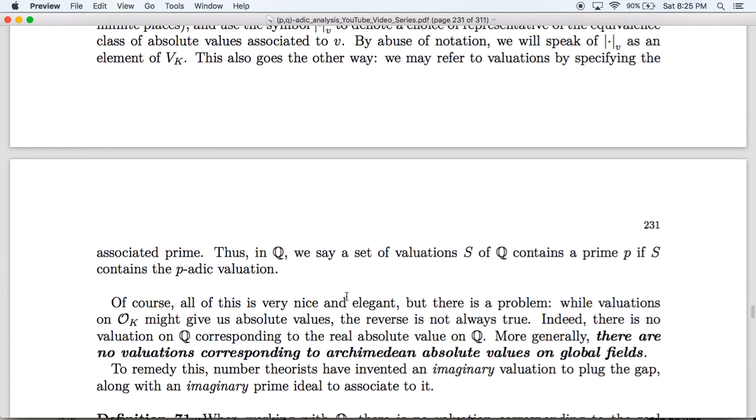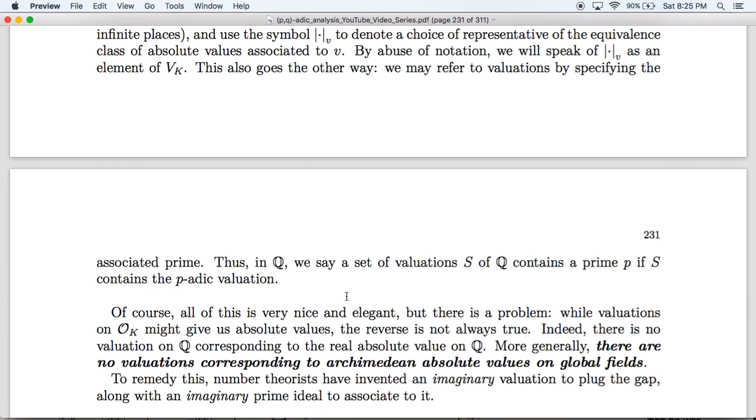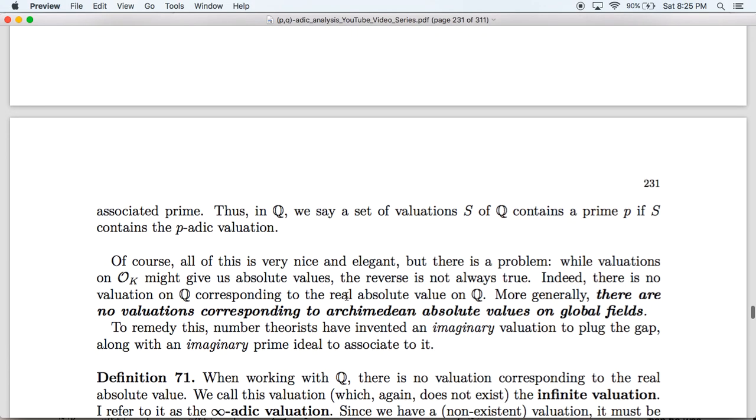So, to remedy this, number theorists appeal to pure fantasy. We are going to magically declare an imaginary valuation to exist. It's going to be our imaginary friend; every number theorist gets to have their imaginary friend, and that imaginary friend is the infinite prime.